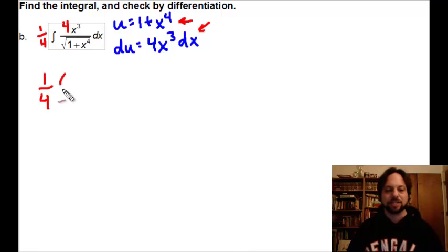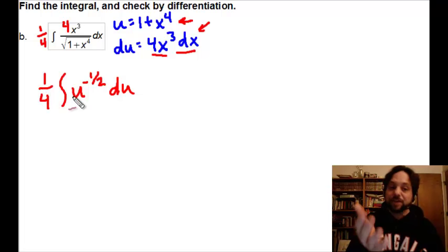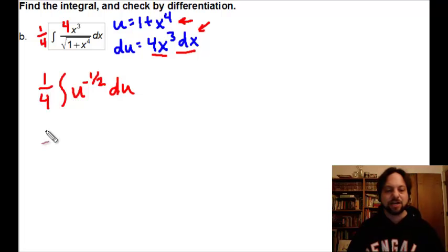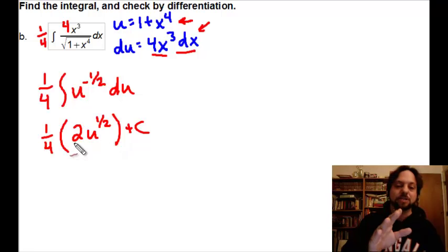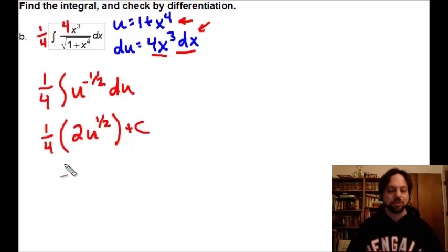And now I can go ahead and rewrite this thing. Looks like I'm going to have a square root of u in the denominator, which I'm going to rewrite as u to the negative 1/2. And now I do have du, 4x cubed dx, and there it is. So my integral turns into 1/4 the integral of something very, very easy to work with. In fact, the integral of u to the negative 1/2 is simply 2u to the positive 1/2. And I'll just add c to that. And I'm not done yet. I do need to substitute my u back in so that I'm in terms of x.